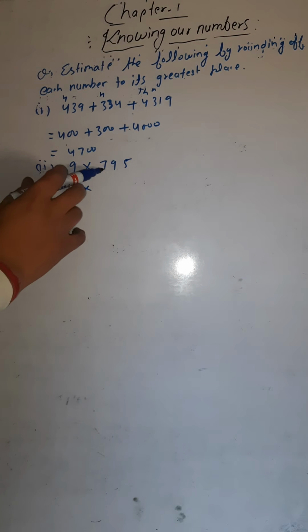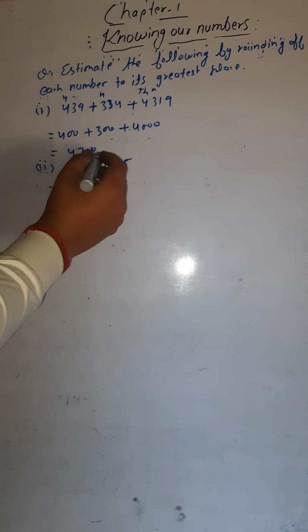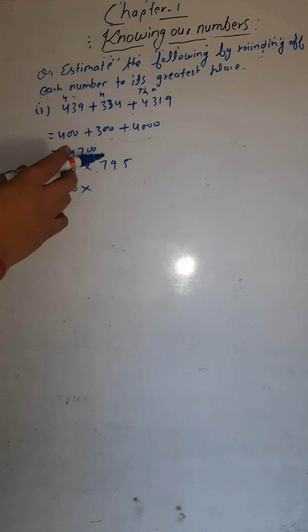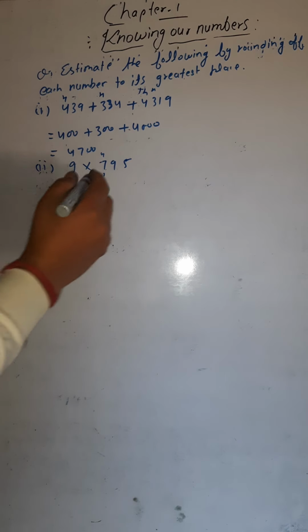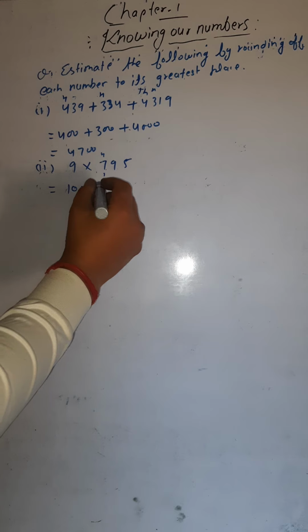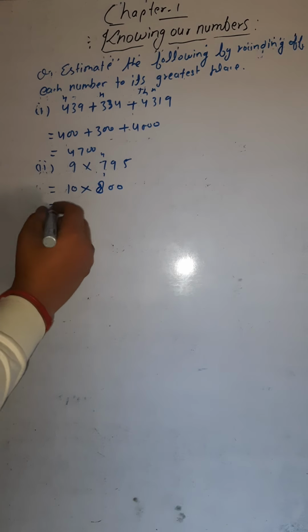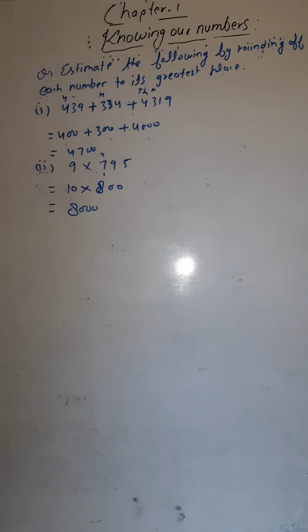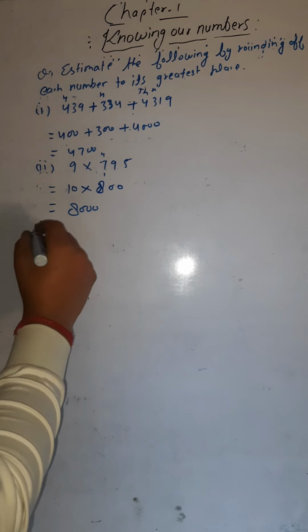Similarly here, the greatest place is the hundreds place, so you have to round it to its nearest hundreds. If you are rounding to the nearest 100, you check the tens place. It is more than 5, so you add 1 here. So 7 plus 1 would be 8, and in place of the 10 sign you would write 0, 0. So the answer would be 8000.